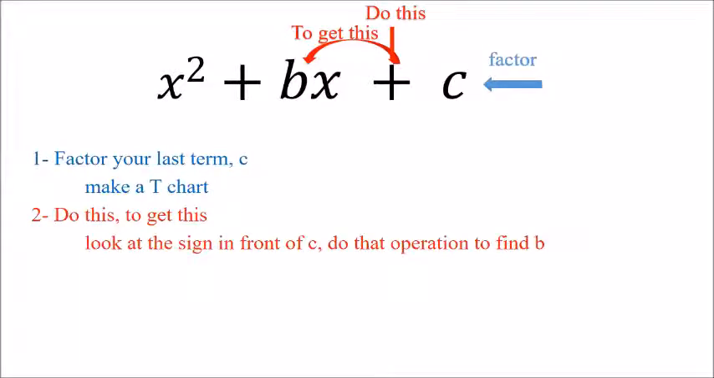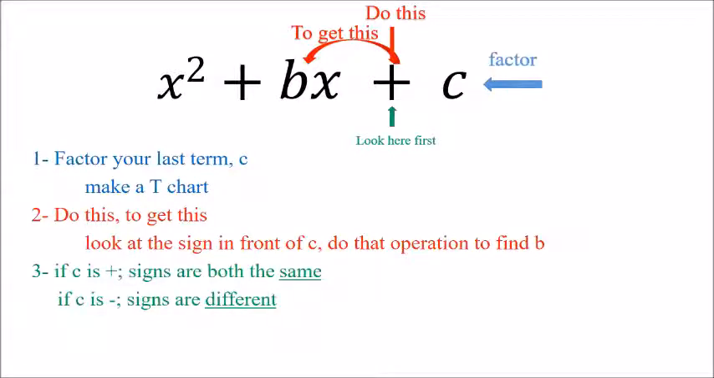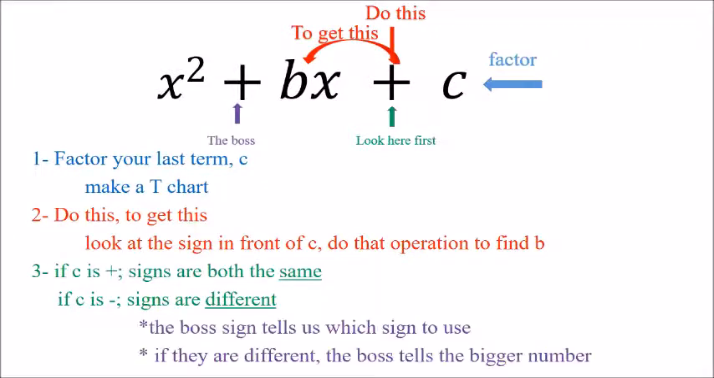Once you have that set up, you're going to split up your x's and you're going to split up your factor pair. And the only thing you have left is to figure out if your signs are supposed to be pluses, minuses, or a plus and minus. And to do that, we're going to look at the sign of c first. If it's a plus c, that means your signs are the same. So they're either both going to be pluses or they're both going to be minuses. If it's a minus c, that means your signs are different. So one will be a plus and one will be a minus. To tell what they're supposed to be, we look at the sign of b. B is the boss. It will tell us what signs to use. Remember, if signs are different, the bigger number is the boss.